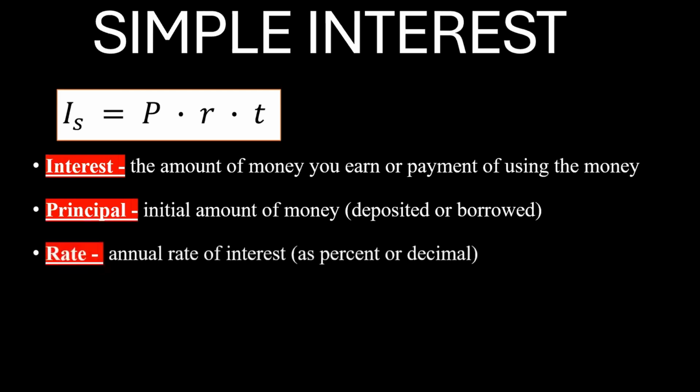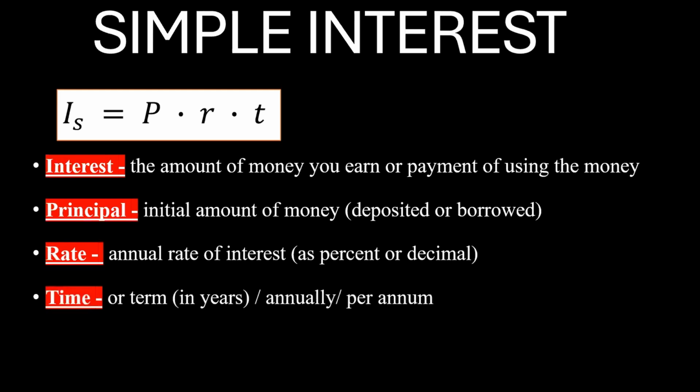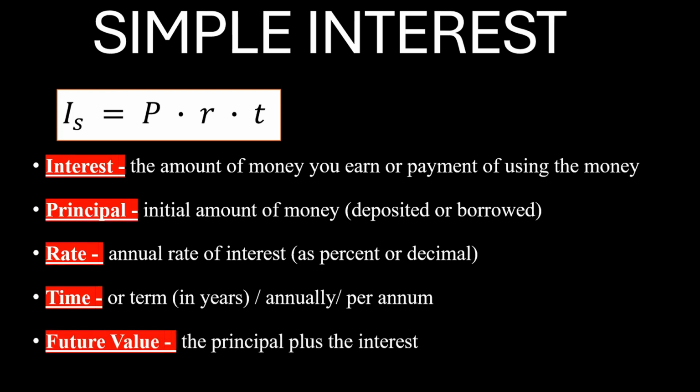And R is for the rate or annual rate of interest. This is expressed in percent. However, in computations, we will use the decimal form. Next is the T, which represents the time, or the term, which is expressed in years or annually or per annum. And the last term we have here is the future value.